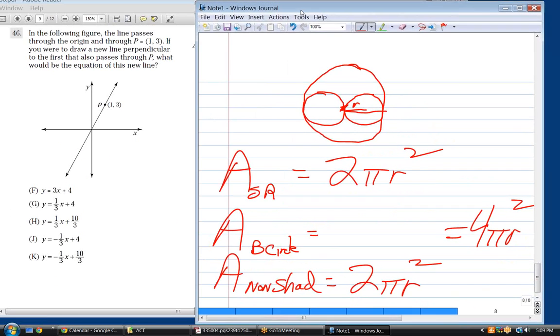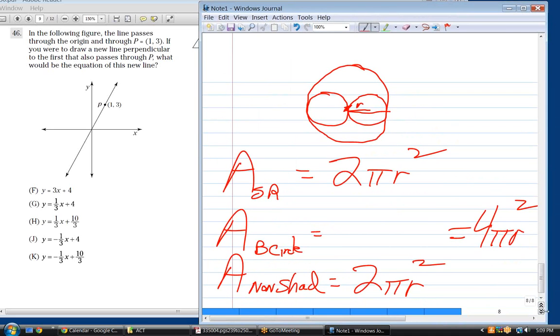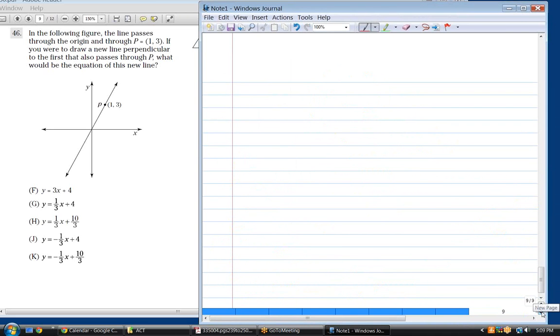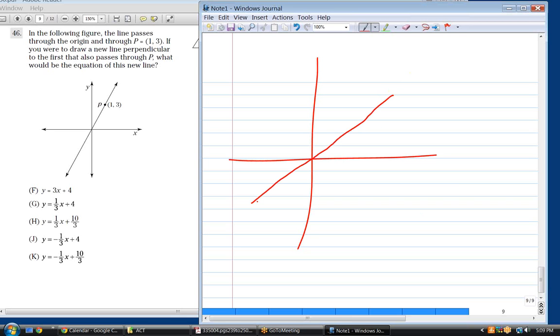46. Oh, this looks fun. Alright, so in the following figure, the line passes through the origin and through P equals (1, 3). If you were to draw a new line perpendicular to the first that also passes through P, what would the equation of the new line be? I want the equation of that line right there.